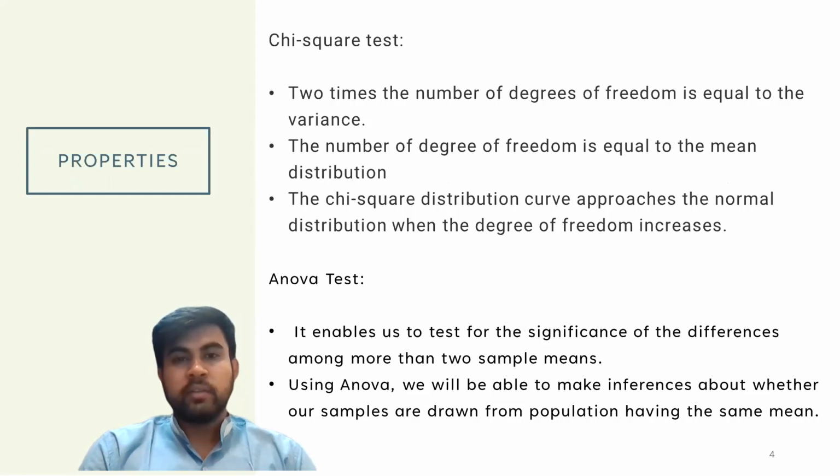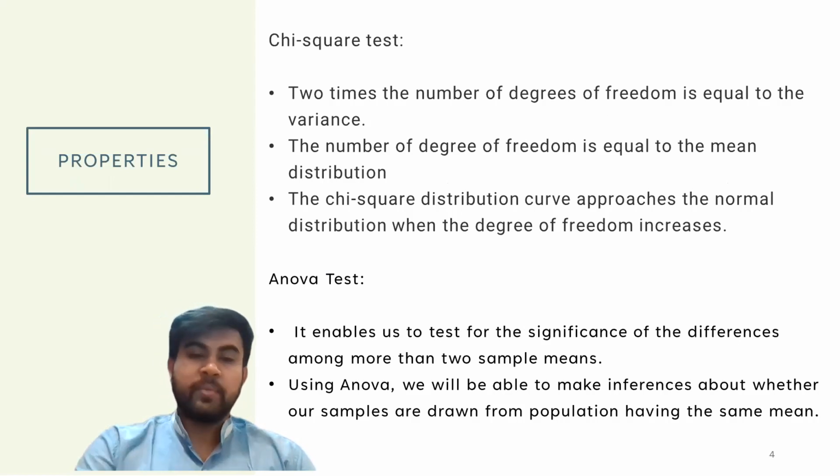Chi-square test: two times the number of degrees of freedom is equal to the variance. The number of degrees of freedom is equal to the mean of the distribution. The chi-square distribution curve approaches the normal distribution when the degrees of freedom increase. Properties of ANOVA test: it enables us to test for the significance of the differences among more than two sample means. Using ANOVA, we will be able to make inferences about whether our samples are drawn from populations having the same mean.